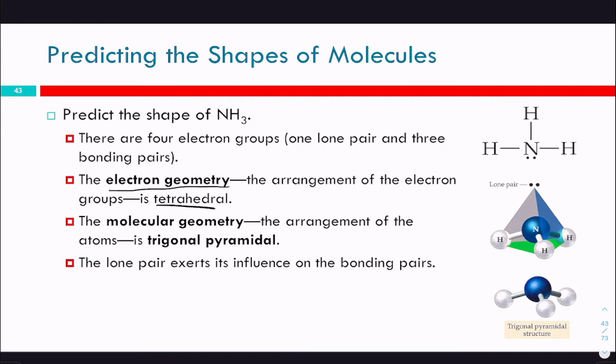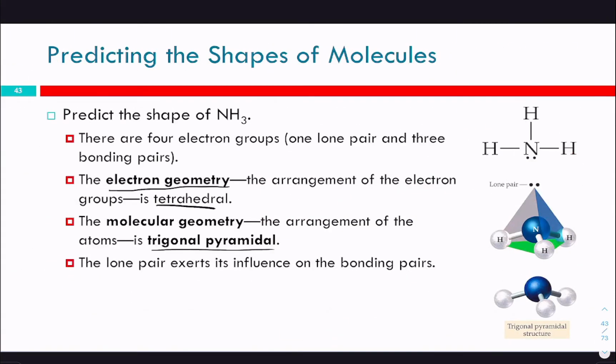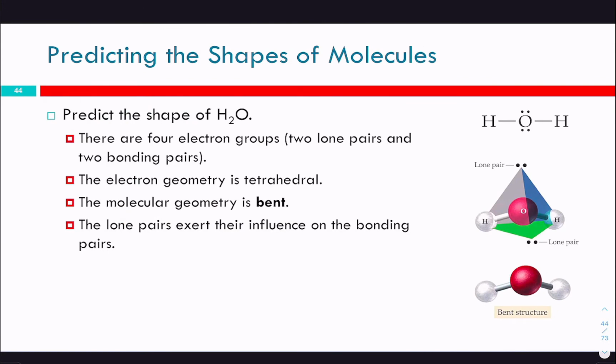So that lone pair exerts an influence just like if we did have another hydrogen there. And so this gives us a different shape of trigonal pyramidal. Okay, so that's if we remove one of our hydrogens, essentially. What happens if we remove 2 of them?